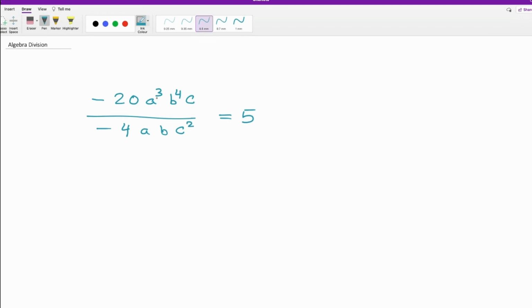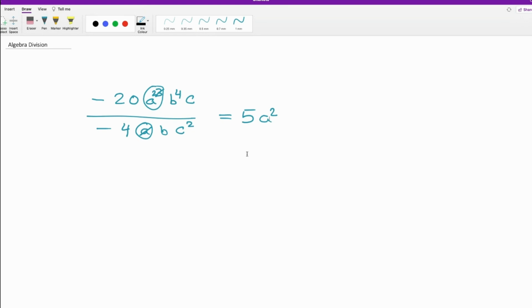So starting with our a, we've got a to the power of 3 divided by a. So this has the higher power, so this is what's going to remain in the end. A to the power of 3 divided by a, so one of these a's will cancel with only one of the a's, so there will be 2 remaining. Actually, before we do that, let's actually write that down so we don't forget.